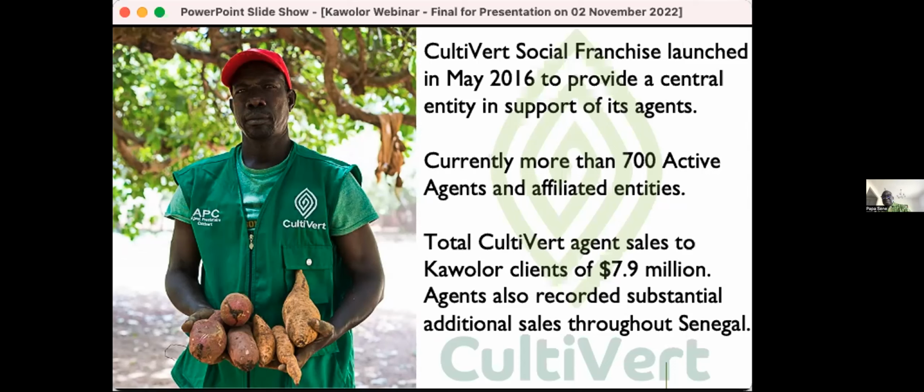The franchisees, meaning the agents, follow the work norms and culture, the code of conduct, the line of Cultivar, as well as a professional dress code. You can see the gentleman has this dress that all the Cultivar agents have, both women and men. There are about 55% women among the 700 active agents of Cultivar.